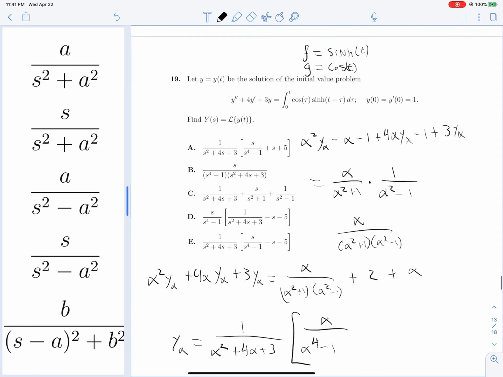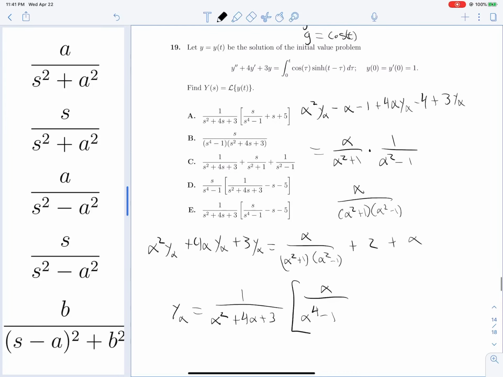Let's see, I think I did this before too. Okay, when we were taking the Laplace transform of 4y prime, what we did was say 4 alpha Y of alpha, which is correct, but then it should have been minus 4 y at 0. So this is minus 4, so we end up with a plus 5 over here, not a plus 2. So we have plus 5 and then plus alpha. And this should be our solution, right? Nope, that's minus s minus 5.